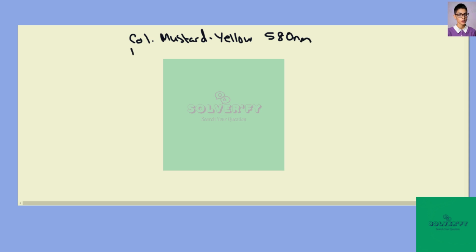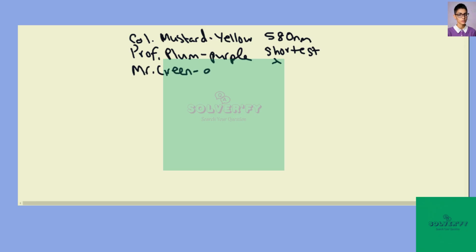Then we have Professor Plum, who corresponds with purple. And purple is the shortest wavelength in the visible spectrum. Mr. Green is green. And green corresponds to about 520 nanometers.